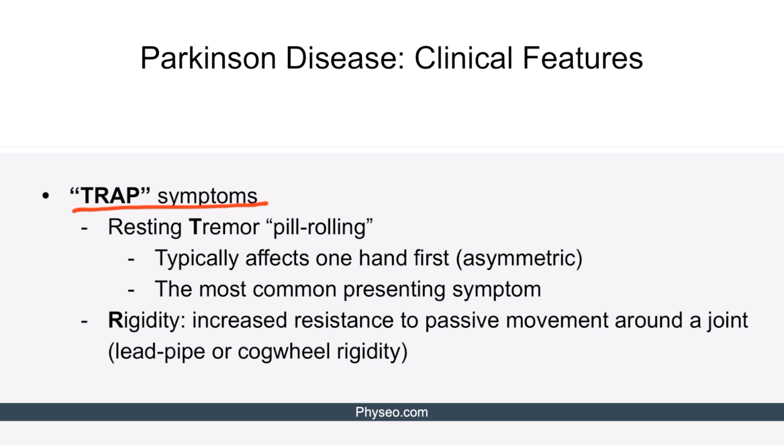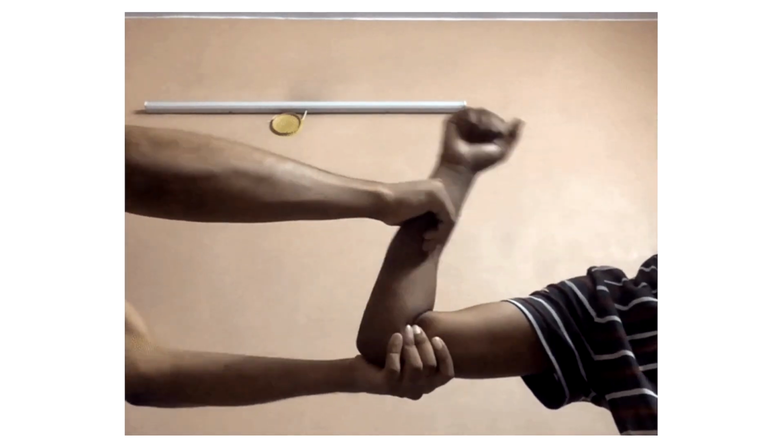Second, R in TRAP stands for rigidity. This is noted as increased resistance to passive movement around a joint. It can be lead pipe rigidity or cogwheel rigidity. Here is how the lead pipe rigidity looks like.